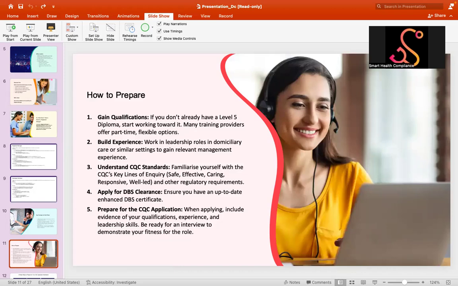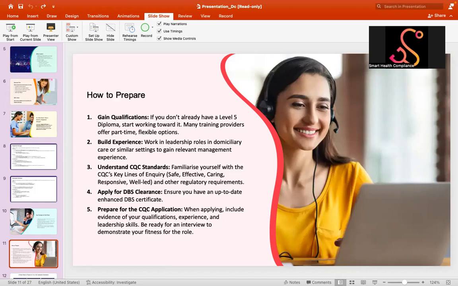It's really important that you understand the CQC standards. So you really should be familiarizing yourselves with the key lines of inquiry. And by that, we mean: is your service safe, effective, caring, responsive, and well led. As mentioned before, you must apply for your DBS and this must be cleared. And then you would prepare for your application.